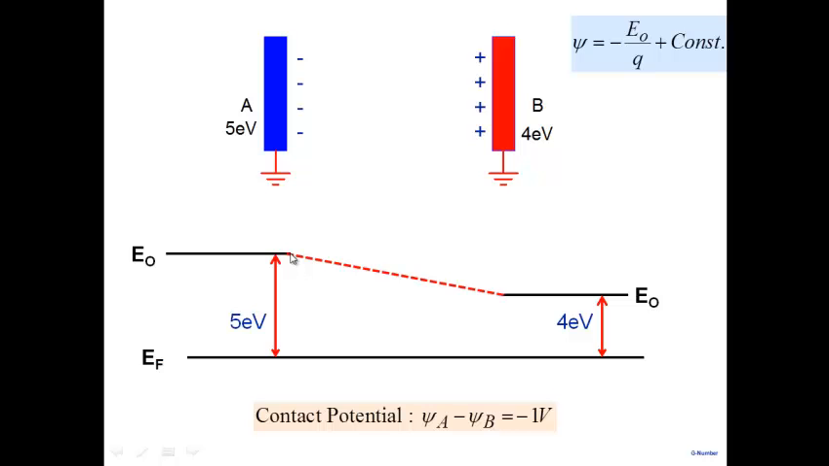Psi A is minus E naught A by Q, and psi B is minus E naught B by Q. Take the difference between the two, and it tells us that there is a potential difference between the two here.